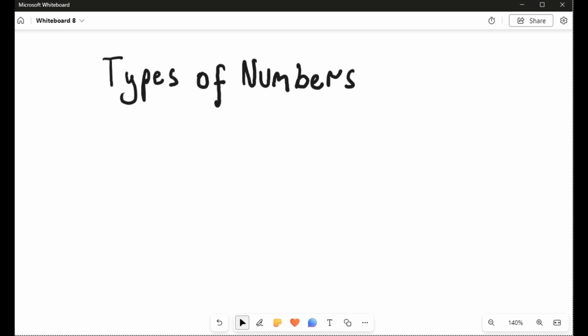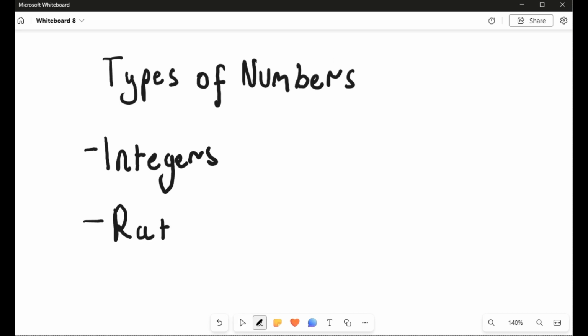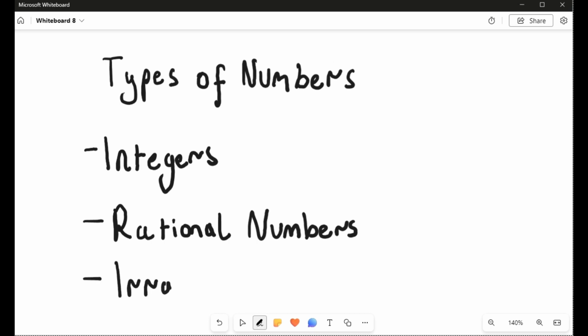The first type of number is our integers. The second type of number you need to know is our rational numbers. And the third type of number you need to know is the irrational numbers. So today we're going to break down these three types of numbers, and by the end of the video you should have a clear understanding of what these three numbers are.